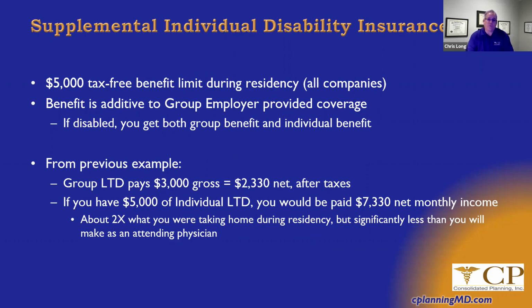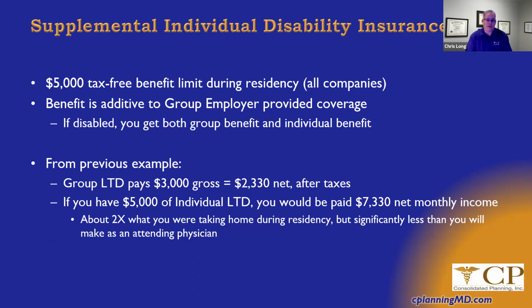Now, all those insurance companies right now will let a medical resident get as much as $5,000 of monthly tax-free benefit for total disability. Okay. Now, that's additive to whatever your employer provides. So if you supplement your group insurance with individual coverage and you say get clobbered in an accident, you're totally disabled, and your residency program's coverage pays a benefit, then you would also get your individual benefit.